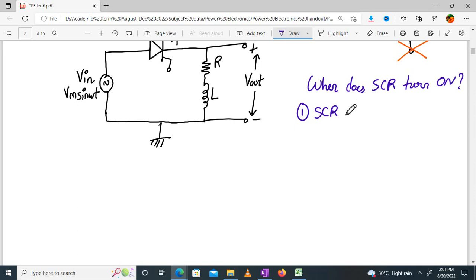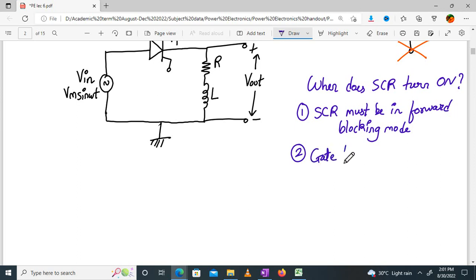So SCR must be in forward blocking mode, and next, a gate trigger impulse should be applied. And how large should be the impulse? Like this only.